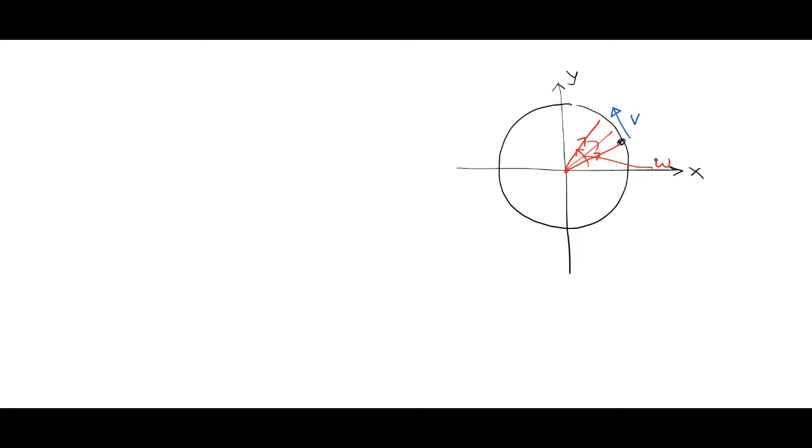So there is some sort of relation between omega and v, but that's not all. It's not such a simple relation. It also depends on the radius of the circle. So the relationship is this: the linear velocity in the forward direction is given by the radius of the circular path times omega.